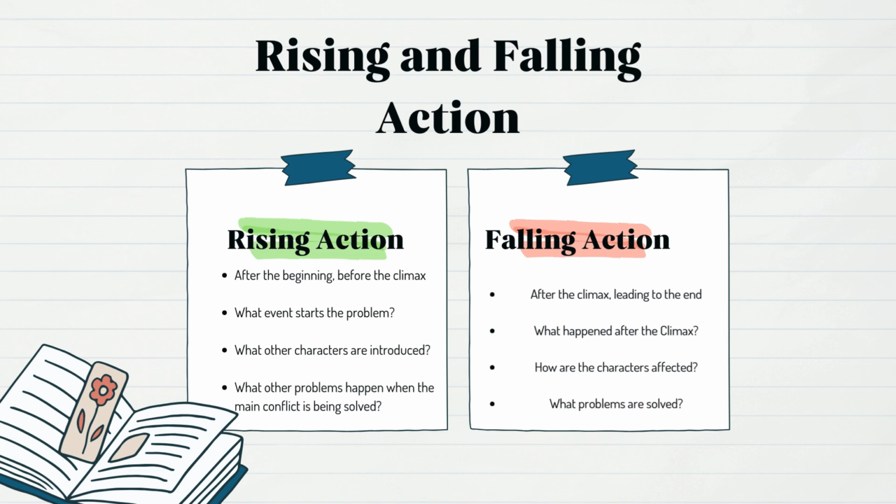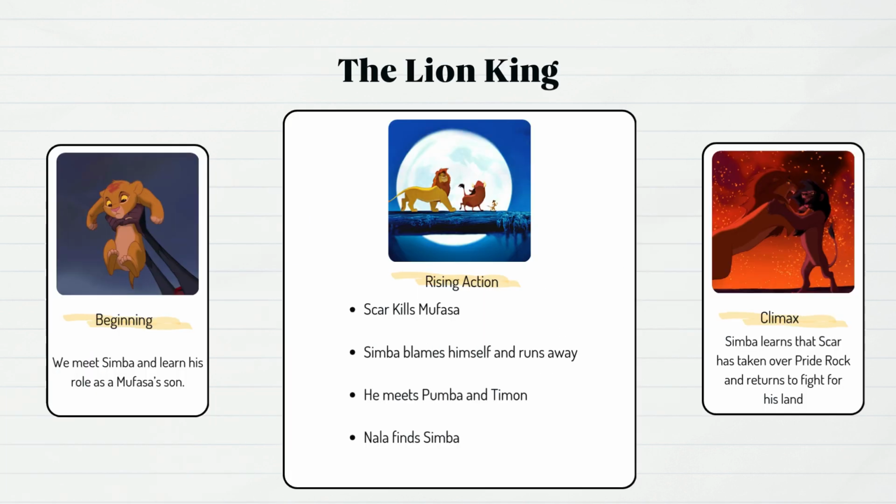So, what problems are solved? We'll find these problems out in the rising action. Typically, these problems will be addressed in the climax, and then they're solved through the falling action or the resolution or the ending.